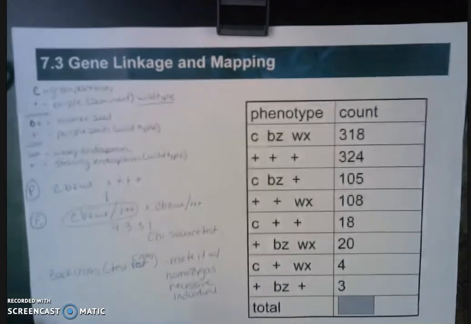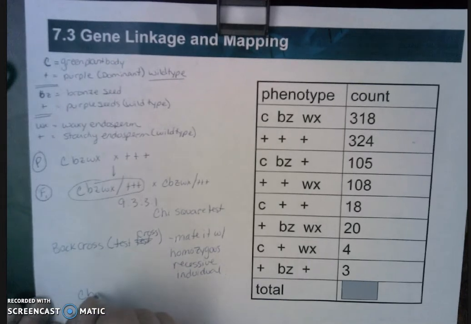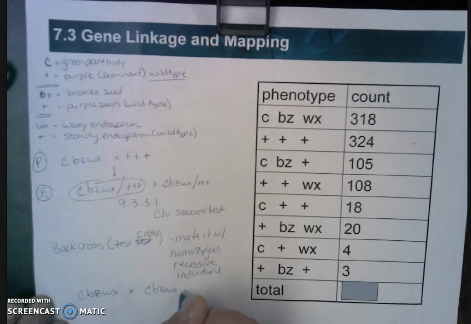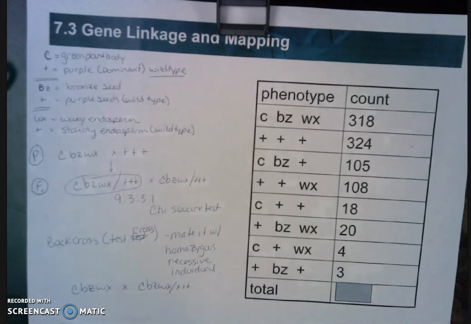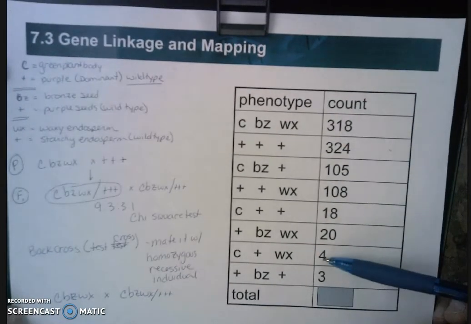All right, so my cross is now going to look like this. CBZ, BZ, WX is going to be crossed with my heterozygous wild type, my heterozygous plant. All right, and then I'm going to go through and count the different phenotypes that I see. Okay, so when I do this cross, these over here are the results that we actually saw.